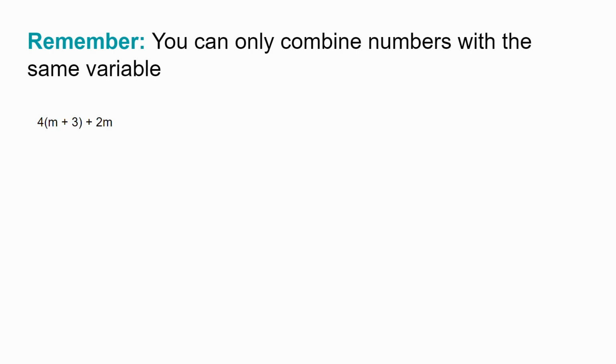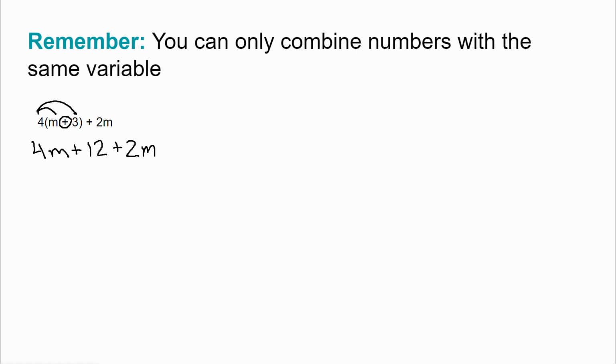Our problems with combining like terms can also have the distributive property in them. If you remember the distributive property, you multiply what's outside the parentheses by both terms inside the parentheses. So 4 times m would be 4m. 4 times 3 would be 12. I know it's positive because there's a plus sign inside the parentheses. Then we also include what was outside the parentheses, plus 2m.